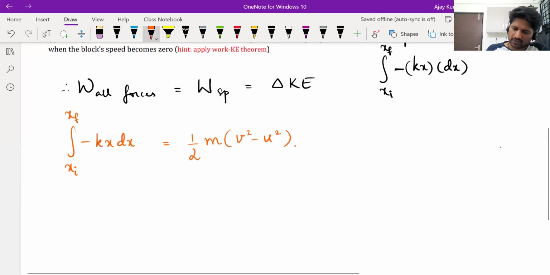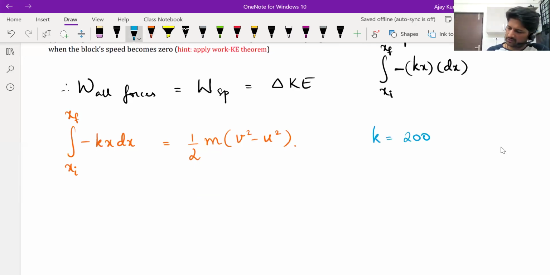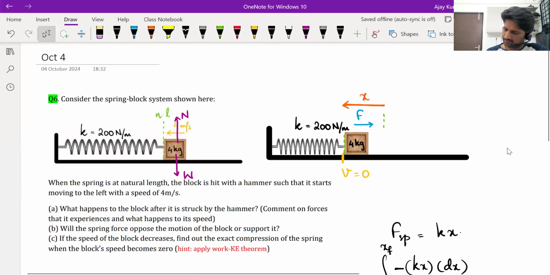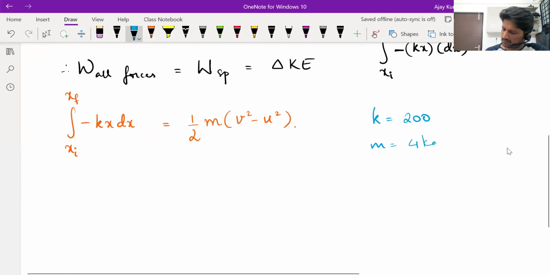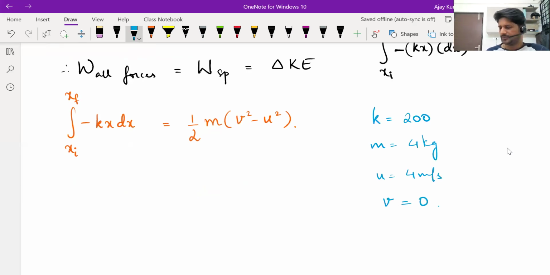Okay, I'll just mention all the values here. K in this problem is given 200 Newton per meter. All values are in SI units. Mass of the block is 4 kg, I think. Yeah. Initial speed is 4 meters per second. And you have to find out the compression when the block stops. So final speed is 0. Calculate final compression of the spring.